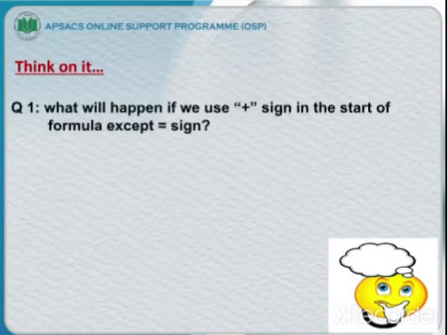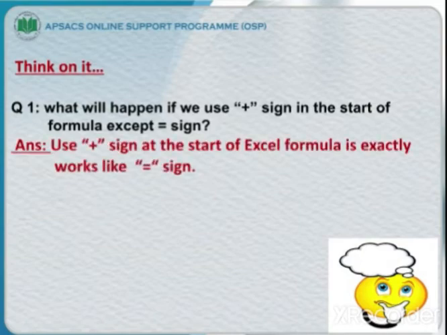Students, I had assigned you a home task in the last class. Hope that you have done enough research for that and found the correct answer. I am going to share the answers over here. Question number 1. What will happen if we use plus sign at the start of a formula instead of the equal to sign? And the answer is, using a plus sign at the start of an Excel formula works exactly like the equal sign, because plus was used in the oldest versions of MS Excel, for example, Lotus 123 software.